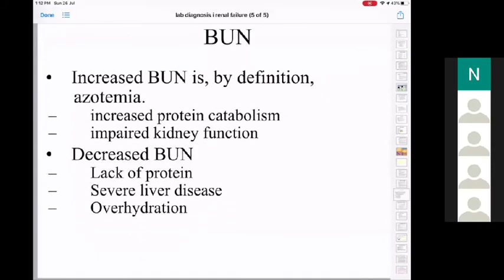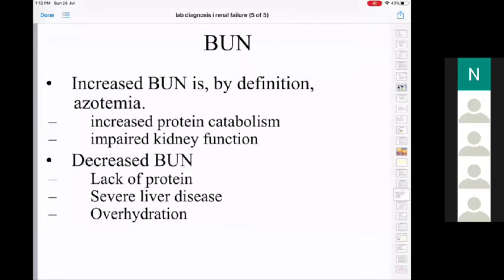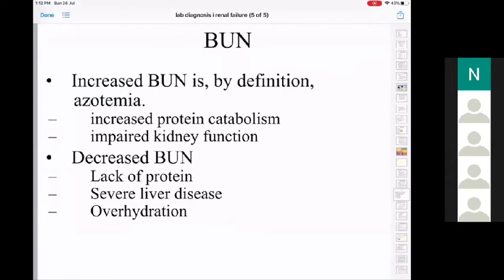Increased in conditions like azotemia. In azotemia, it may be increased due to increased protein catabolism, because urea is the substrate of protein catabolism, and also impaired kidney function. Decreased is due to lack of protein substance, severe liver diseases, and overhydration also.